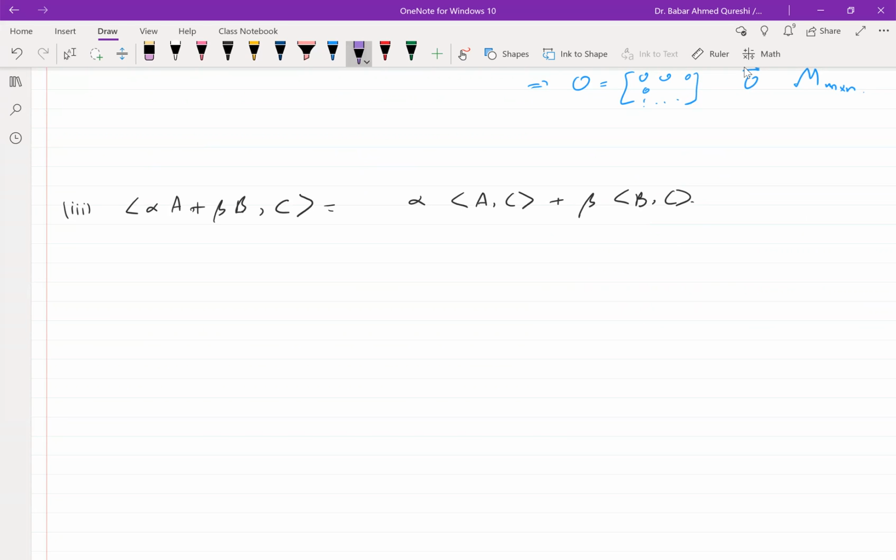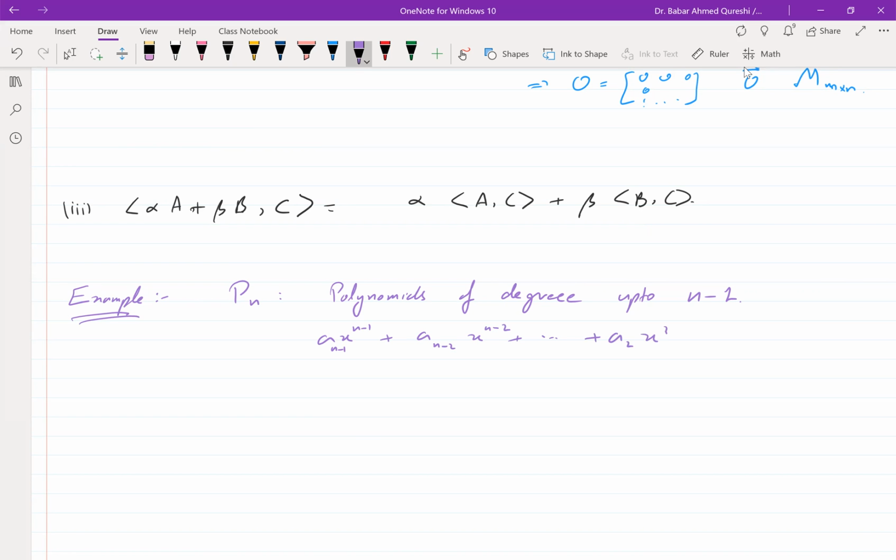Let me give you an example from the space of polynomials. For P_n, I'm using the book's terminology, P_n are all the polynomials of degree up to n minus 1, right? So these are these kinds of guys, where these a's are just numbers. So all these kinds of objects, if you collect them, form an n-dimensional vector space.